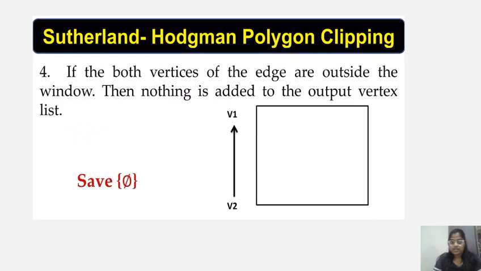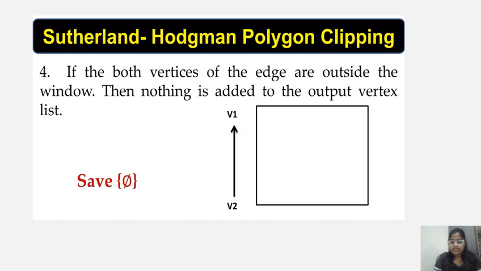Next, the last case is if both the vertices of the edge are outside the window, then nothing is added to the output vertex list. In this case, from the input point to the output point, no vertex is touching the polygon. So the output vertex will be null because no vertex or no point is touching the given polygon.